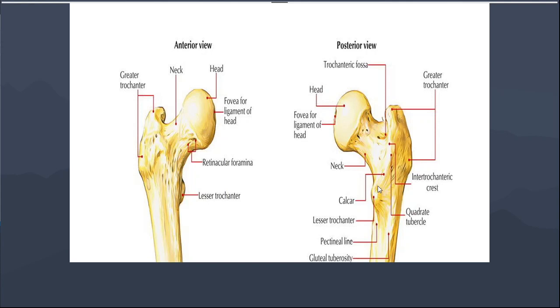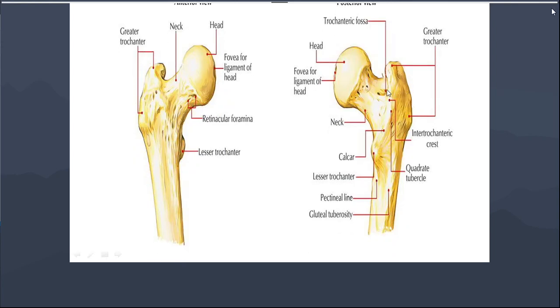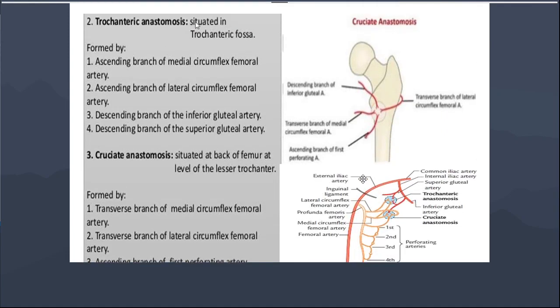the presence of the cruciate anastomosis. So here the cruciate anastomosis occurs, and here in the trochanteric fossa there is the trochanteric anastomosis. Now I told you the situation of this trochanteric anastomosis on the trochanteric fossa. You can see this diagram, and you can see the cruciate anastomosis present at the back of the femur, at the level of or near the lesser trochanter. Now coming to them one by one.